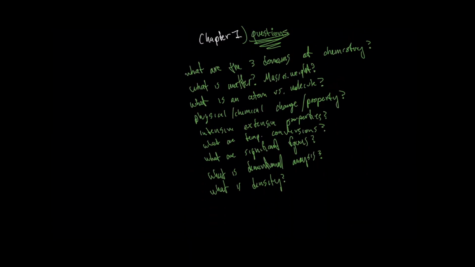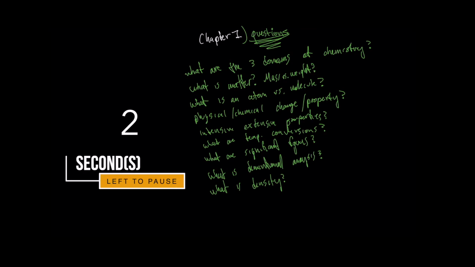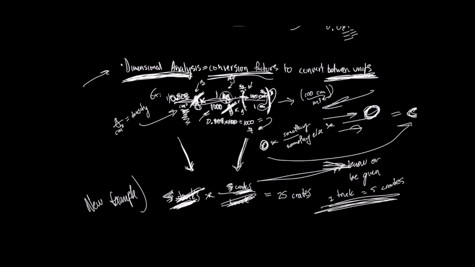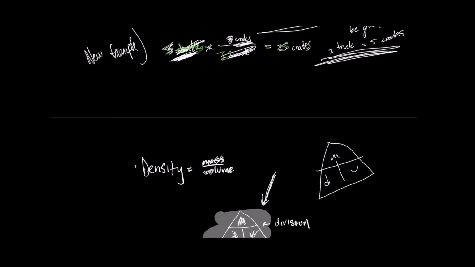All right, next up. What is dimensional analysis? Okay, dimensional analysis uses conversion factors to convert between units. Remember, I had the 5 trucks, and we knew that one truck had 5 crates, so we said one truck on the bottom here, 5 crates on the top. We just multiplied and got 25. So again, there are conversion factors to convert between units.